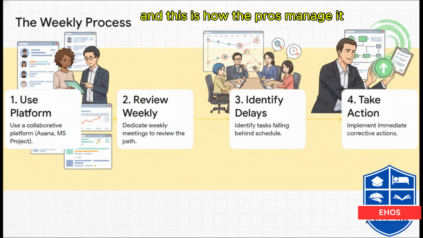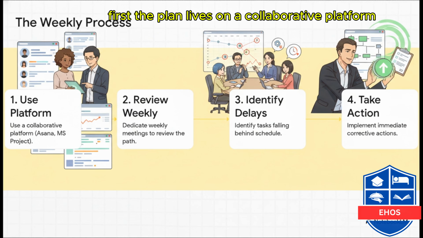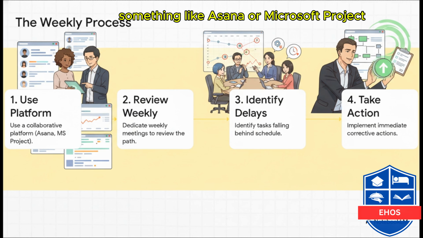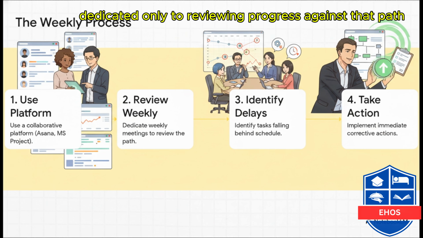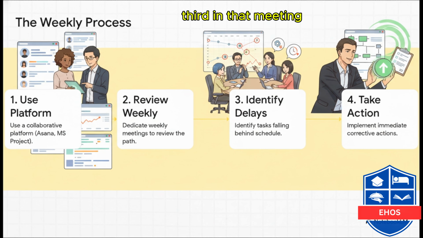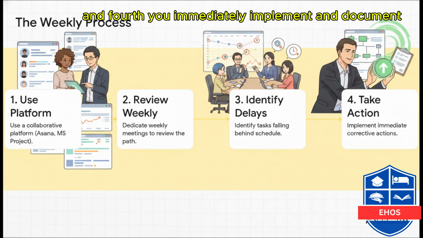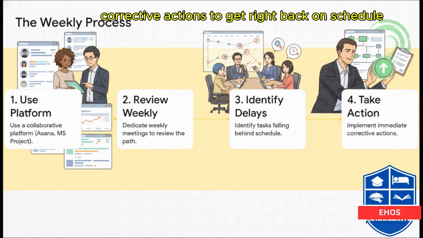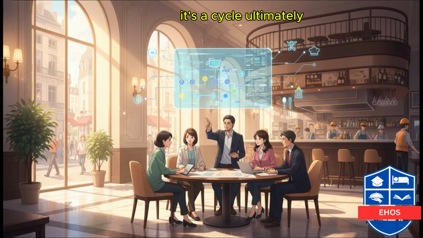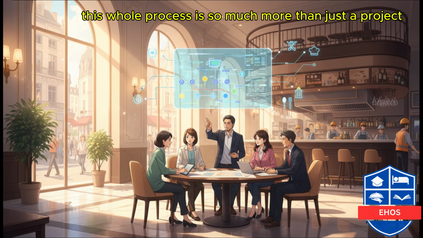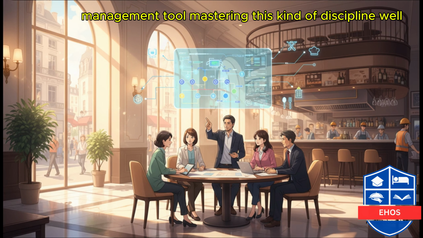And this is how the pros manage it. First, the plan lives on a collaborative platform, something like Asana or Microsoft Project, so everybody has access to it 24/7. Second, you have a weekly meeting dedicated only to reviewing progress against that path. Third, in that meeting, you identify any task that's slipping. And fourth, you immediately implement and document corrective actions to get right back on schedule. It's a cycle.